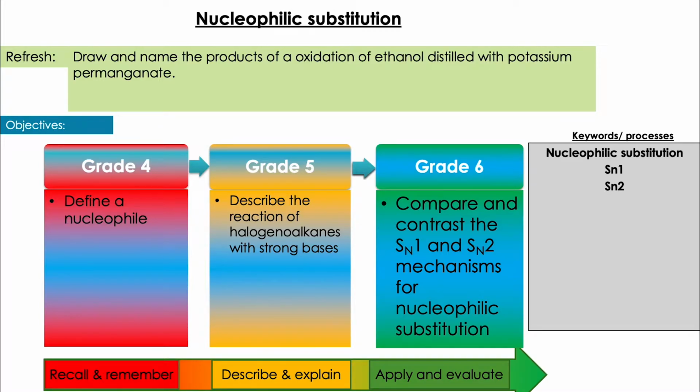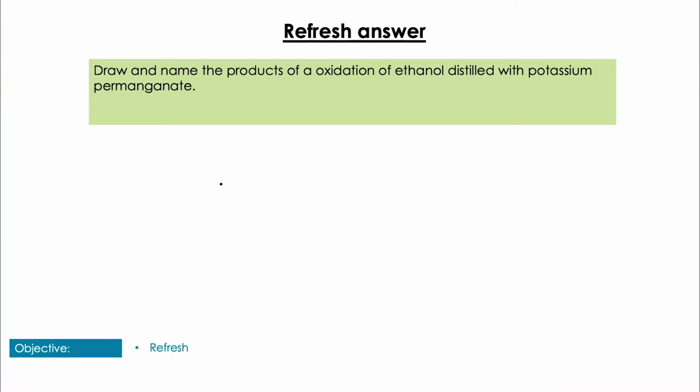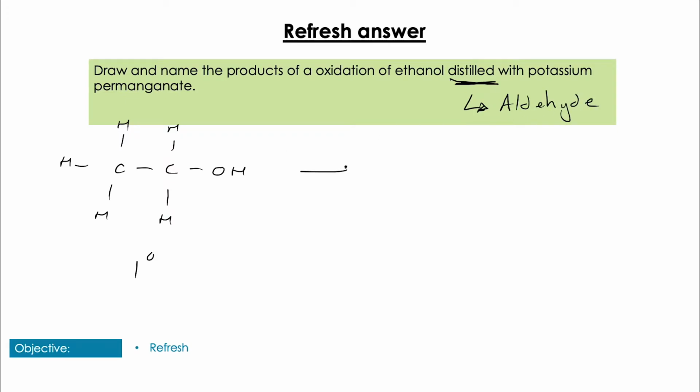But firstly, I want you to draw and name the products if we distill ethanol with potassium permanganate. Let's go through it then. So we know if we draw out ethanol that we have a primary alcohol. We are distilling with our oxidizing agent. So if we're distilling, we're only going to go to our aldehyde. We're not going to get full oxidation to our carboxylic acid. So we're just going to remove the hydrogen from the oxygen and one of the hydrogens from the carbon to give us the aldehyde, which is ethanal.